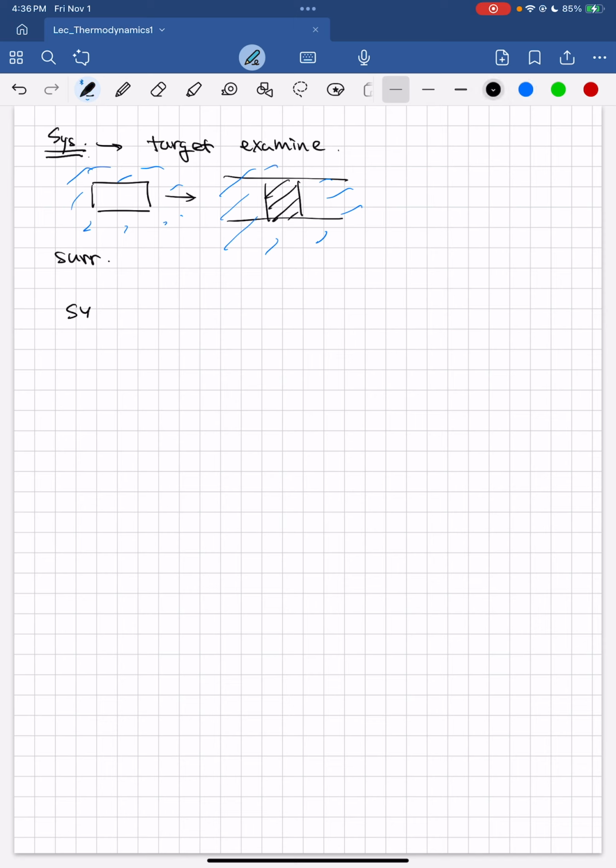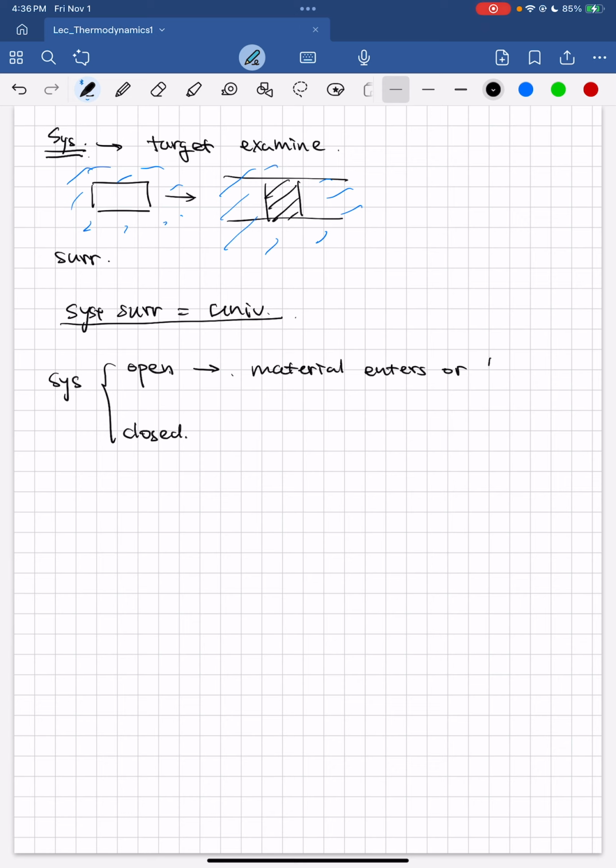A system and surrounding make up a universe. Simple, right? Of course. So, there are two types of system, open and closed. Open is when material enters or leaves the system. Okay? Closed, nothing enters and nothing leaves.